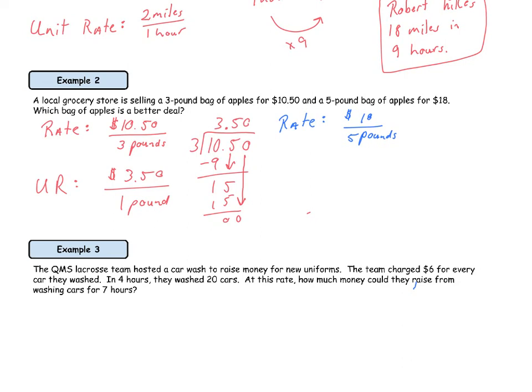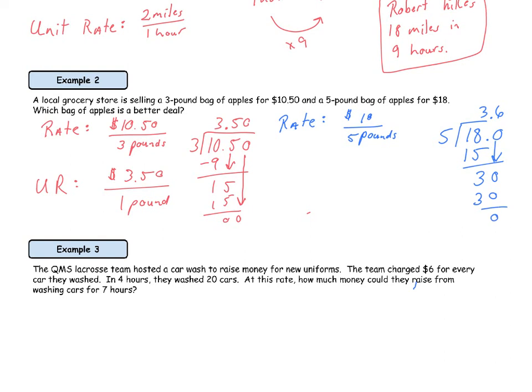So moving to our 5-pound bag, we have to divide 18 by 5. 5 goes into 18 3 times. When I multiply, I end up getting 15 with 3 left over. Oh no, we have a remainder. So what we have to do is add a decimal and a 0. 5 goes into 30 6 times, which leaves us with 0 left over. Because we're dealing with money here, we know that 5 goes into 0 times. So we have a unit rate for the 5-pound bag of $3.60 for every 1 pound.